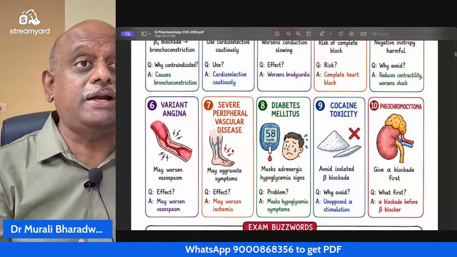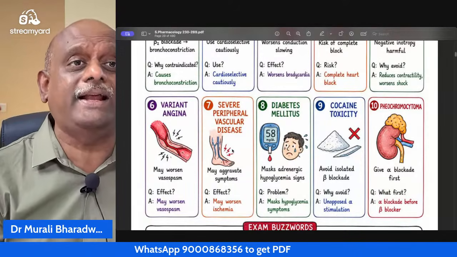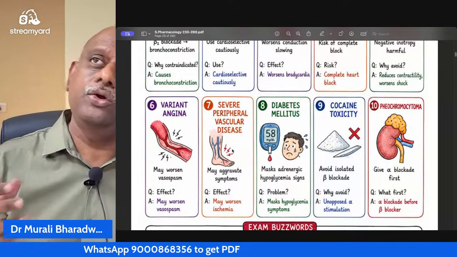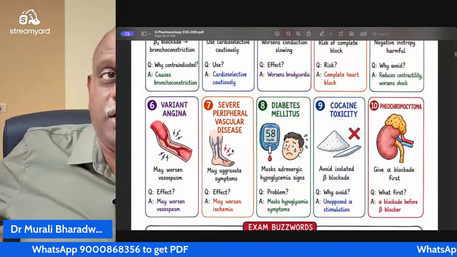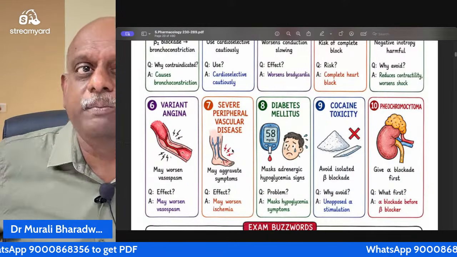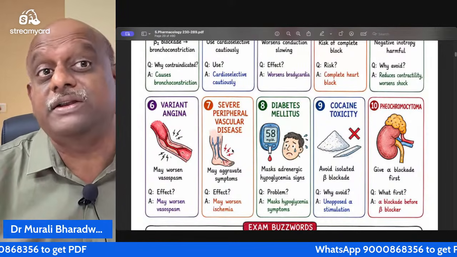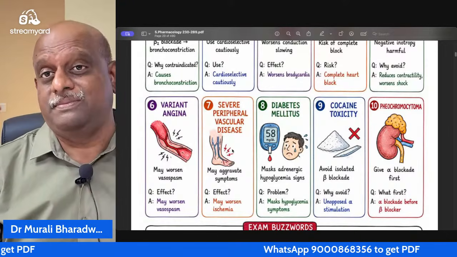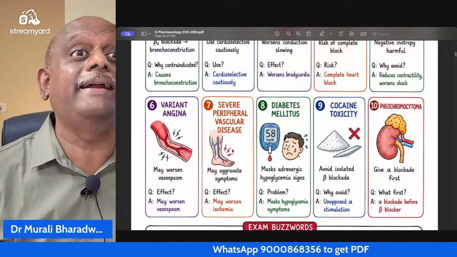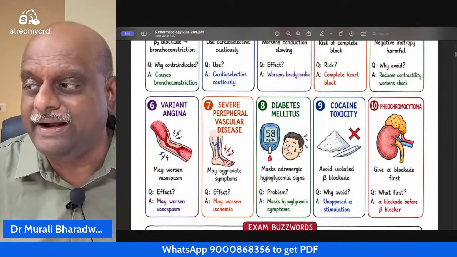Similarly, whenever the patient is having a variant angina, Prinzmetal, there you have to give calcium channel blocker as a drug. Never give beta blocker. It will worsen the vasospasm. In case of variant angina, it is a contraindication.